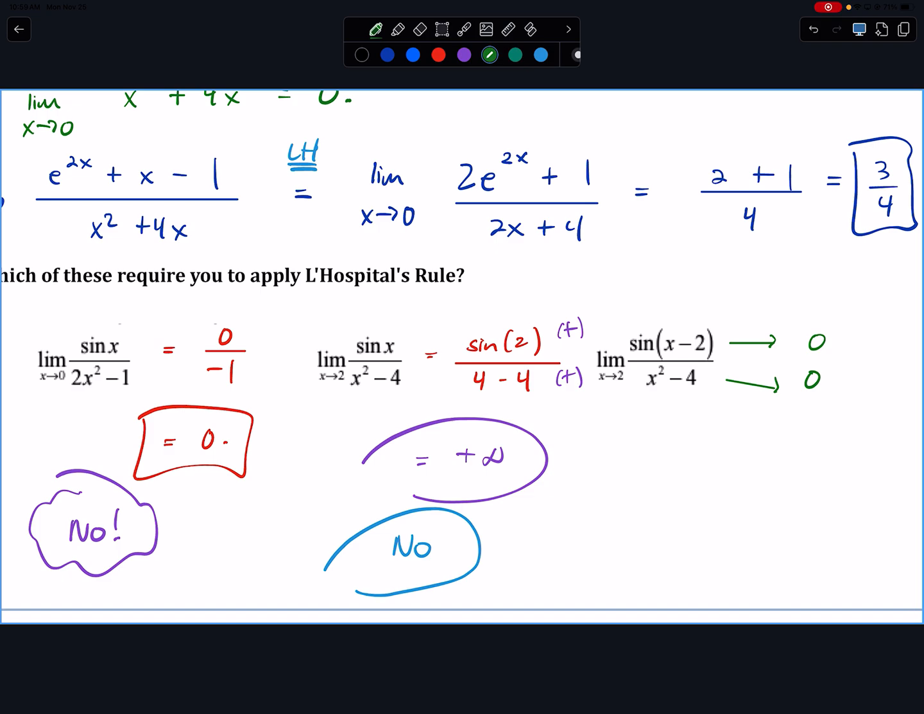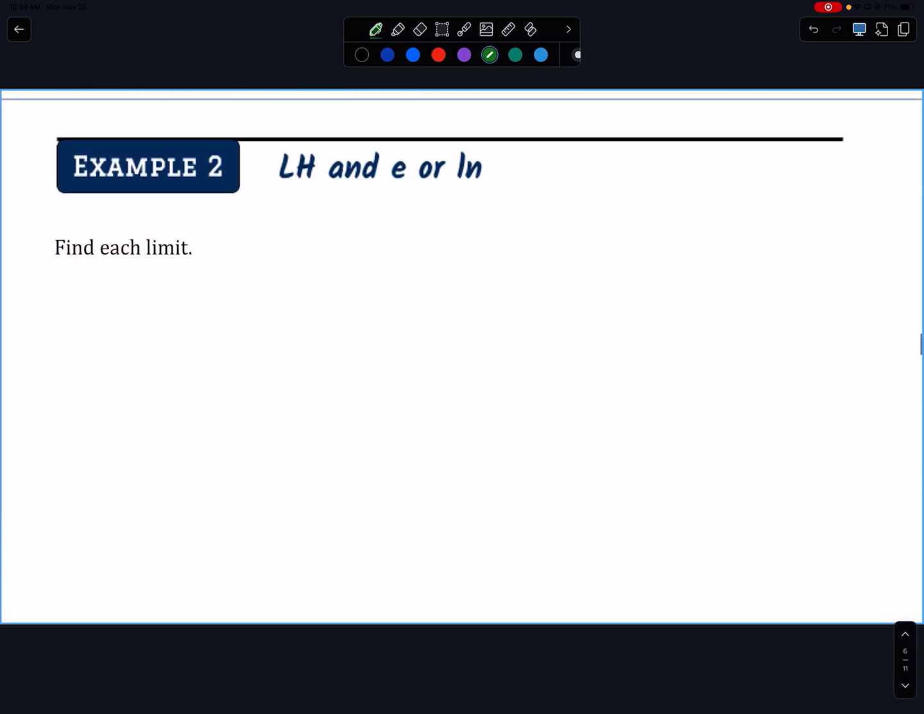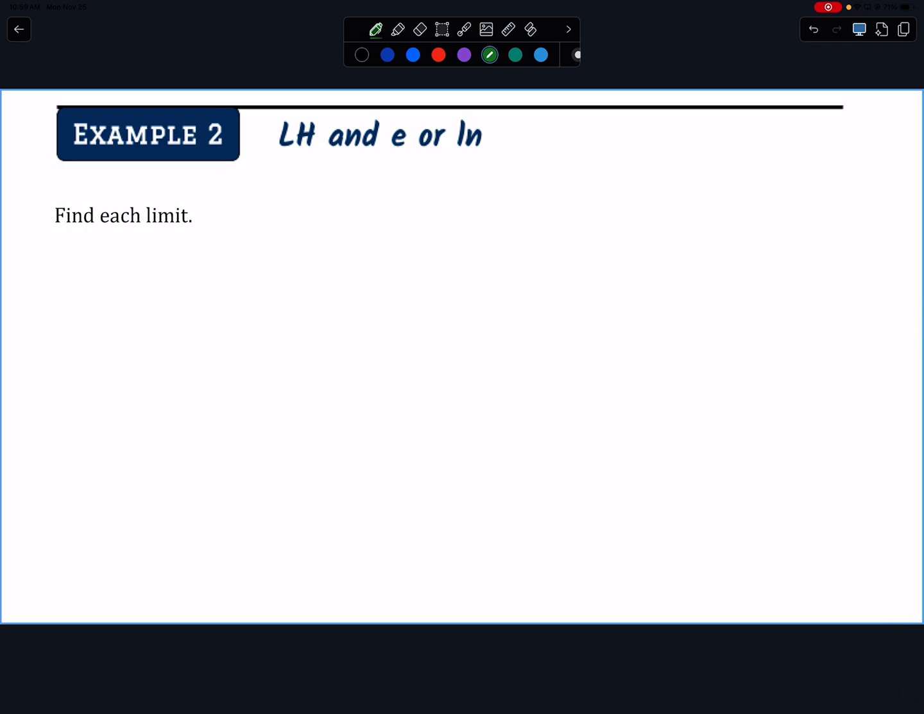So do I have to use L'Hopital's rule here? Yes. Okay. All right, let's do some harder ones. And then you guys will do whiteboard problems.